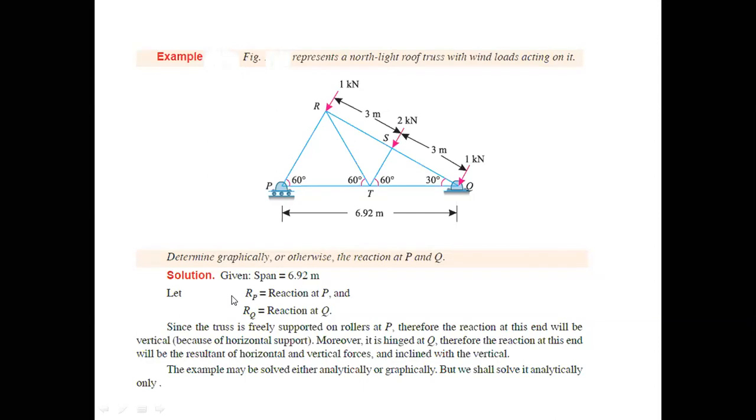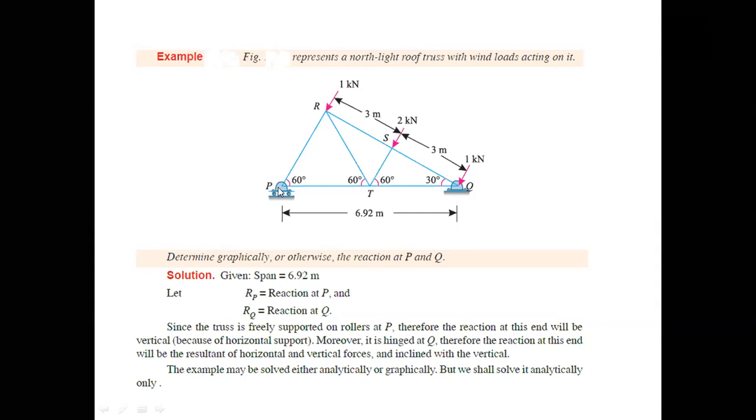How can we solve it? Let the reaction at P be RP, meaning reaction at P, and RQ be the reaction at Q. Now the truss is freely supported on rollers at P. Therefore, the reaction at this end will be vertical because of the horizontal support. Now it is hinged at joint Q. Therefore, the reaction at this end will be the resultant of horizontal and vertical.